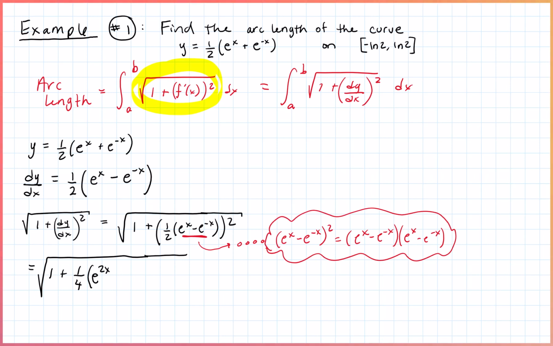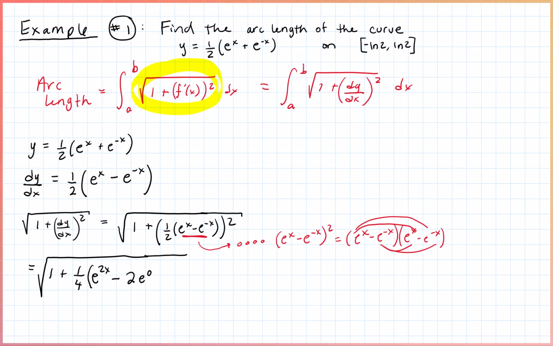So I get an e to the 2x, and then the middle term ends up being a minus 2 times e to the 0. So where does that come from? That question often comes up. So right when I expand this all the way out, I should have made my thought bubble a little bit bigger. Let's erase that so I can make my thought bubble a little bigger.